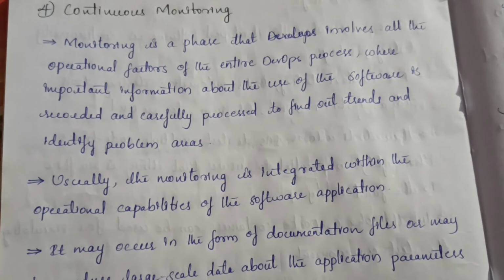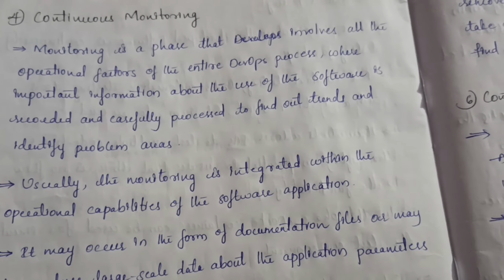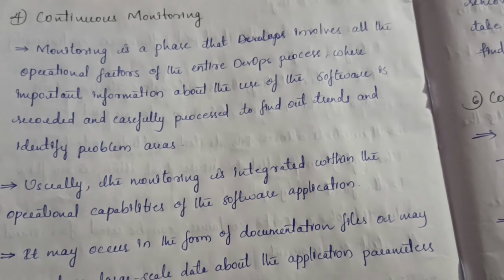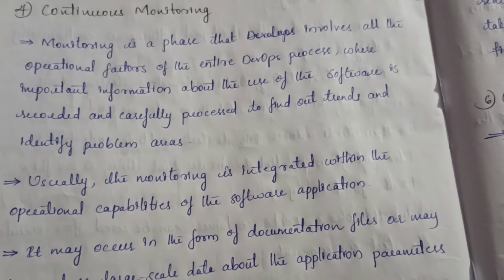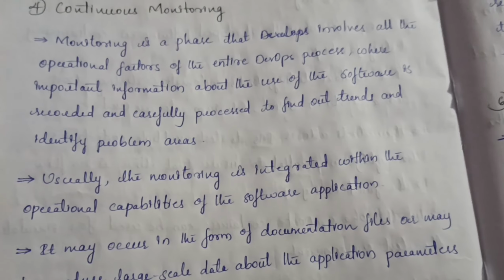Continuous monitoring is a phase that involves all the operational factors of the entire DevOps process, where important information about the use of the software is recorded carefully and processed to find out trends and identify problem areas. That is, they keep watching the DevOps process, and if any problem or trend occurs, they identify the problem areas, rectify those problems, and integrate again into the software. And this integrated software will be a new version of the software.